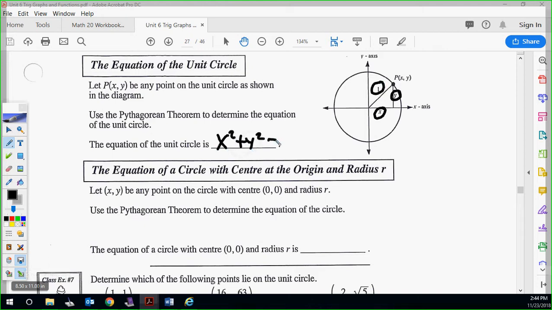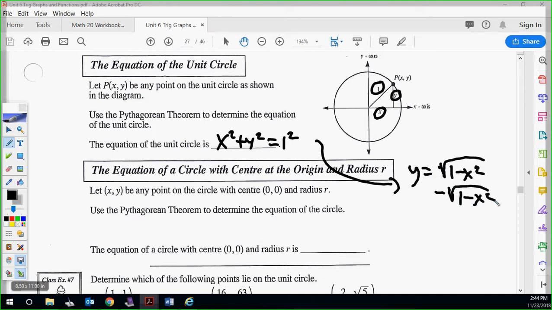If you want to put it in your calculator, I can show you real quick. If you solve for y here, you would get y equals the square root of 1 minus x squared, and negative square root of 1 minus x squared. If you put these into your y values, y1 and y2, you'll see it makes a circle for you, and that is the unit circle with a radius of 1. Make your window 2 to negative 2 and 2 to negative 2, and it gets a nice clear picture.